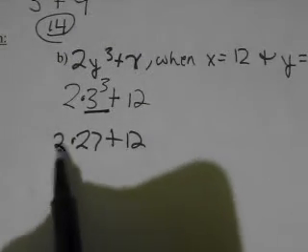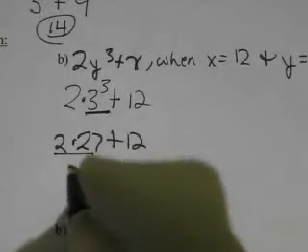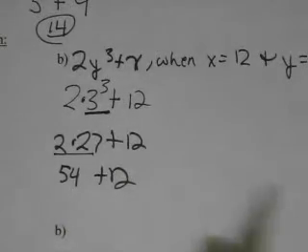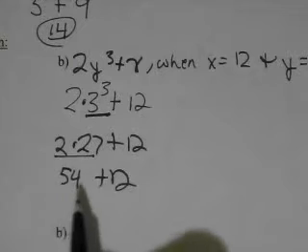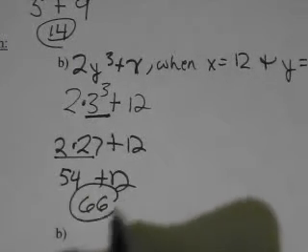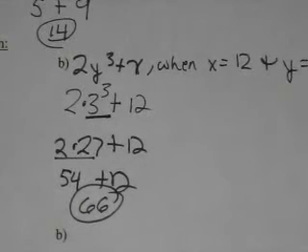Next, multiply and divide before add and subtract. 2 times 27 gives us 54, plus 12 gets copied down. And the last step, it's the only thing that you can do, 54 plus 12 gives you an answer of 66. And you're done. So that's not too bad.